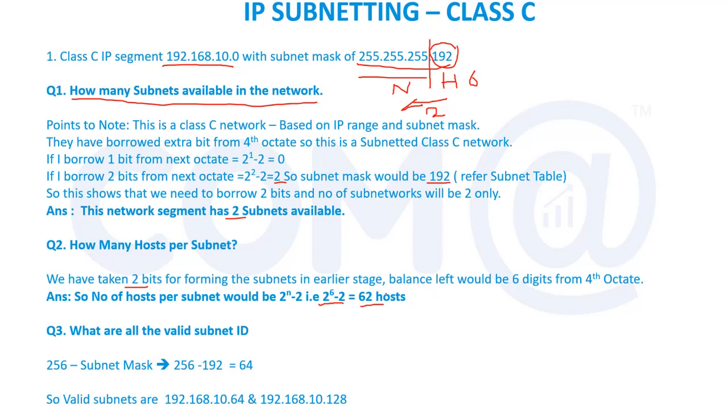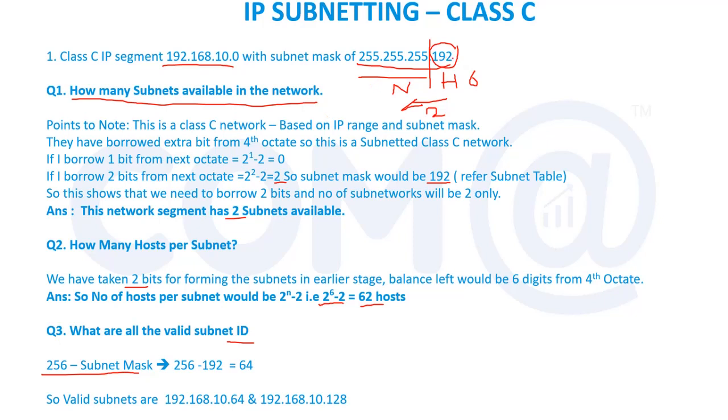Okay, so what are all the valid subnet IDs? Subnet ID, it is the starting of the IP address. It is representing the tagging. So what is the starting of the IP address? I can do it like 256. It is also a formula: 256 minus subnet mask.